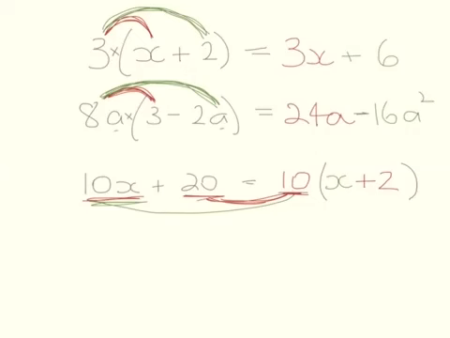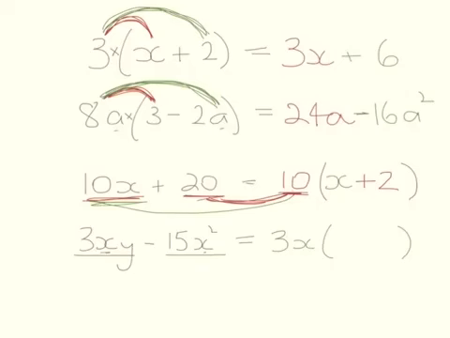They can get harder. We might have something like 3xy minus 15x squared. I have to look at both of those terms, 3xy and 15x squared. What have they both got in common? Well, 3 goes into both of them, so the 3 can come out the front. They've both got an x in them, so the x can come out the front as well. Then I have to figure out what goes in the bracket.